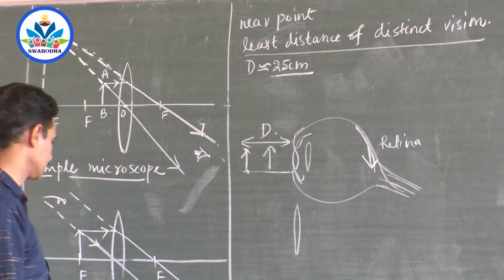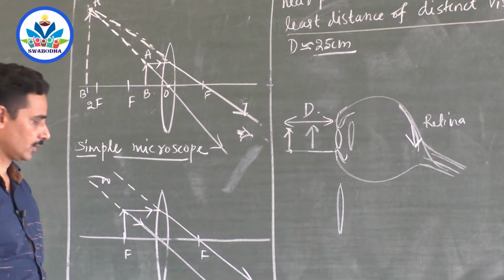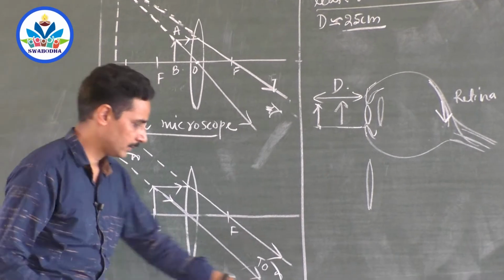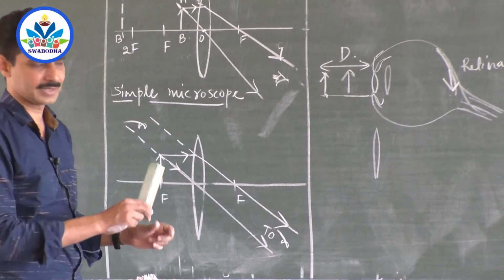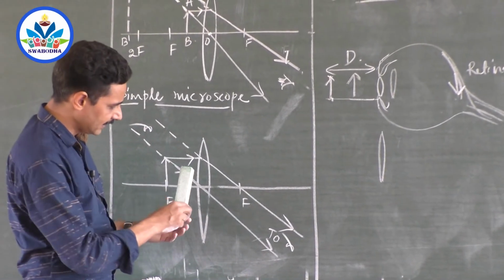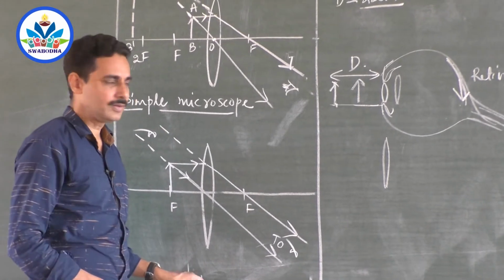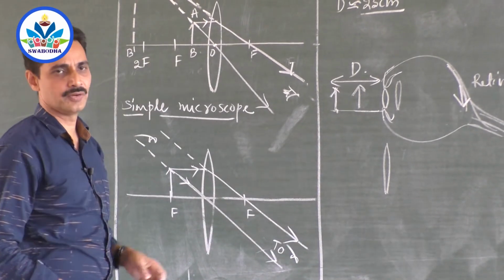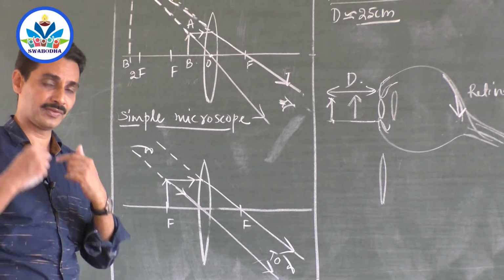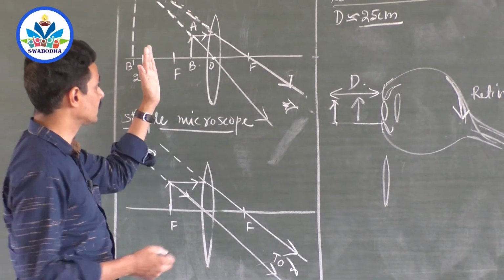Now coming back to this simple microscope. If you want to see this diagram, you will hold the simple microscope, that is a convex lens, like this. If you want to see the clear image, you will adjust this. So why do you adjust this? Because the object must come within the focus. How much within the focus? That's what we were discussing. How much should this object come within the focus?